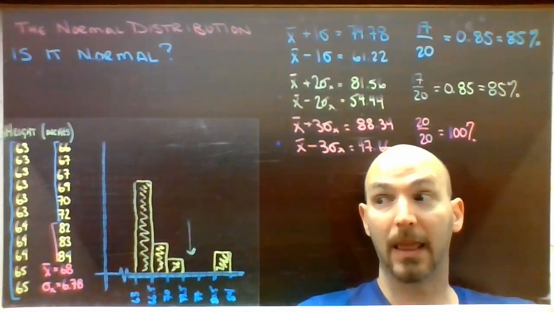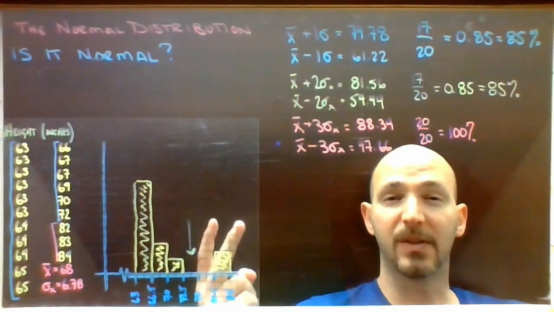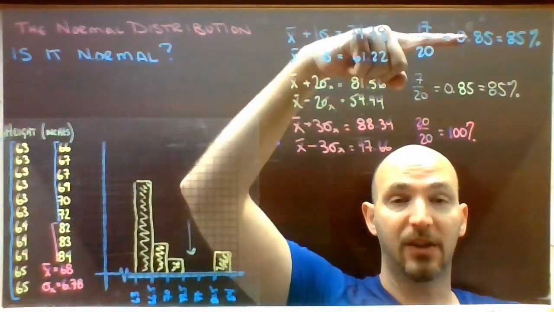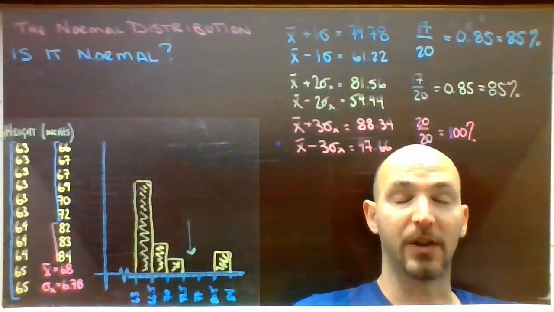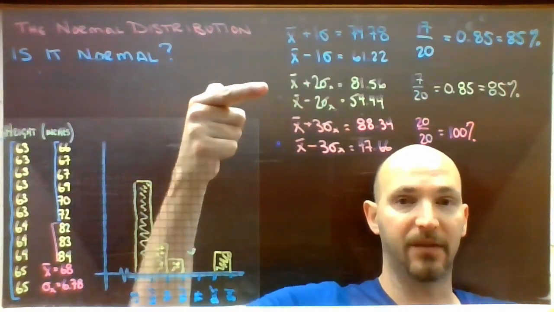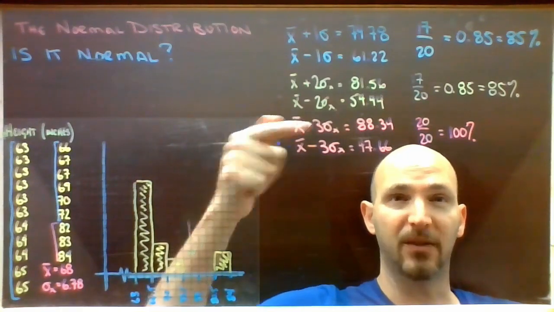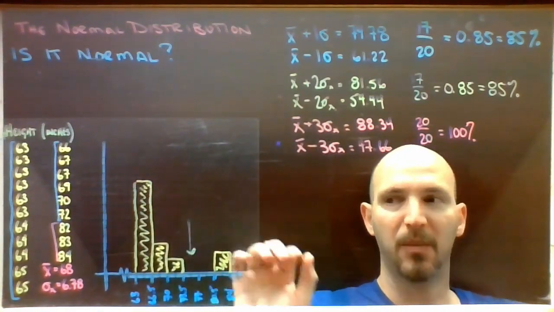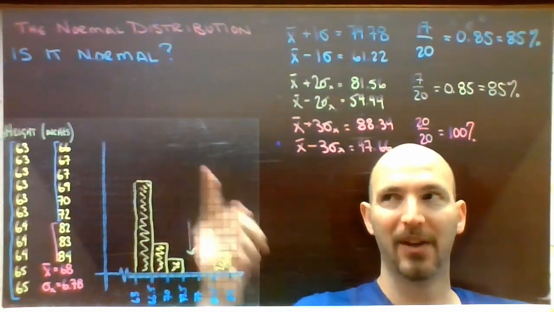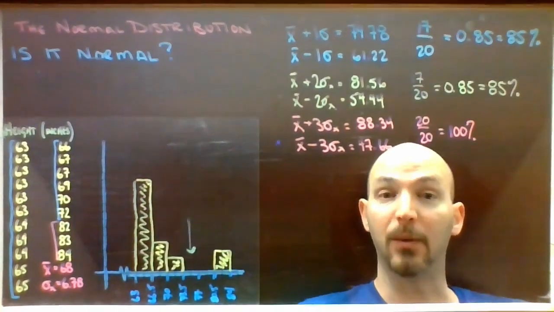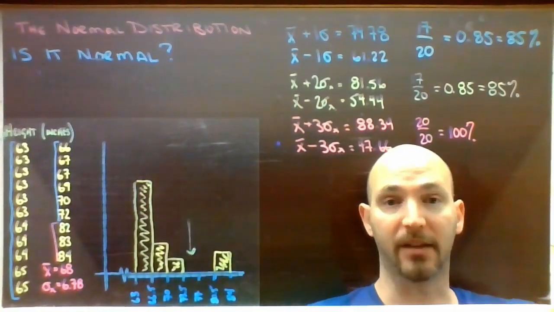But if we were to look at this one, is it symmetrical? No. Are 2/3 of the data points within 1 standard deviation? No. 85% are. I needed 67. Are 95% within 2 standard deviations? No. Are 99% within 3 standard deviations? Well, kind of. But being kind of on 1 of 4 categories is not enough to call this a normal distribution. So I would say with 100% certainty that this is not normally distributed.